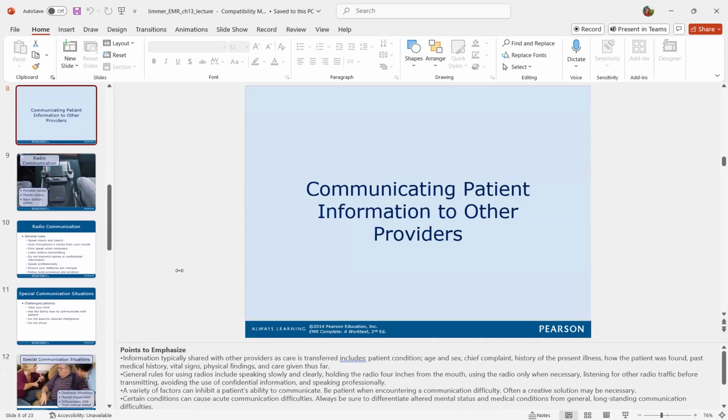All right, so communicating patient information to others, information typically shared with other providers as care is transferred, as we transfer that care is usually going to include the patient's condition, their age, their sex, their chief complaint, history of the present illness, how the patient was found, our SAMPLE essentially, medical history, the vital signs, the physical findings that we have, and the care that we've given so far. General rules for using radios, we'll get to that, but speaking clearly, we don't use patients' names over the radio.